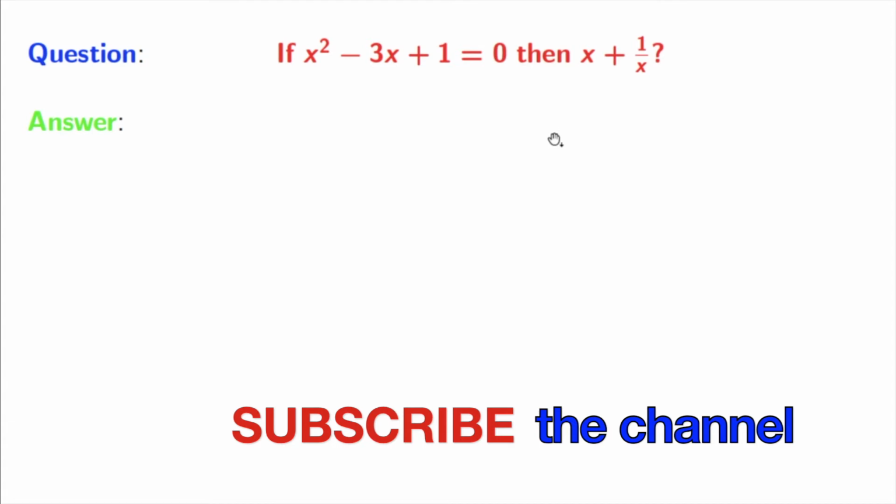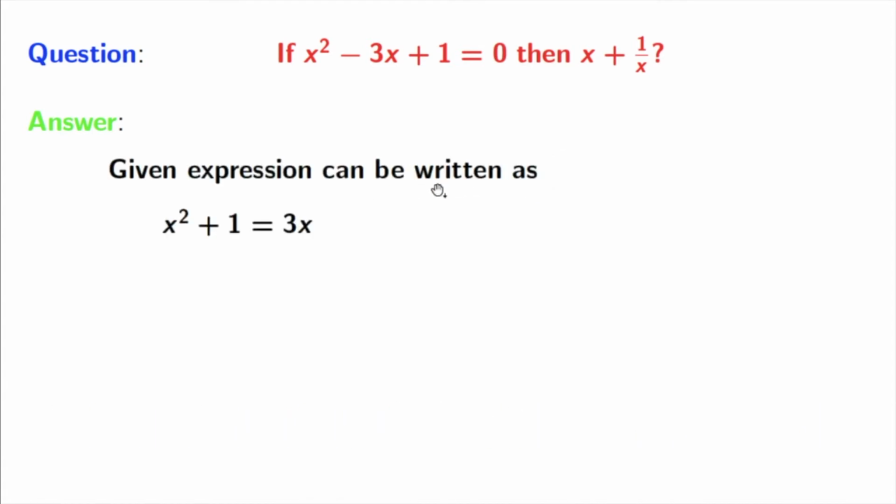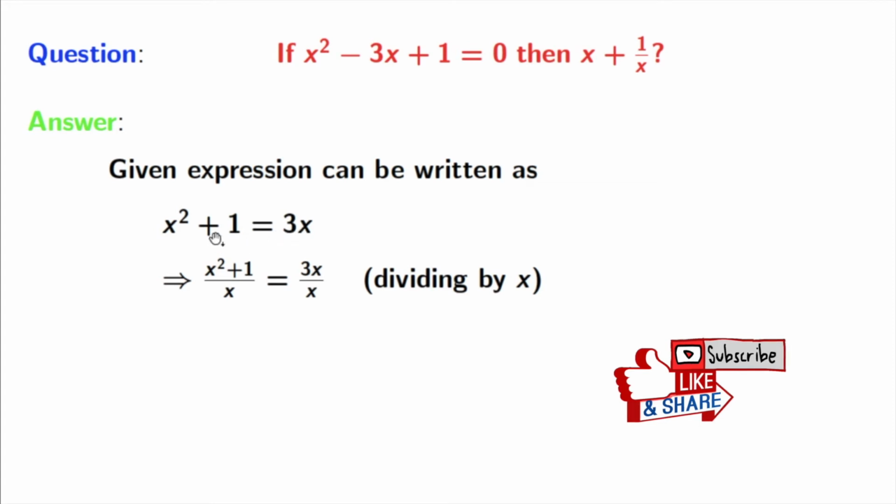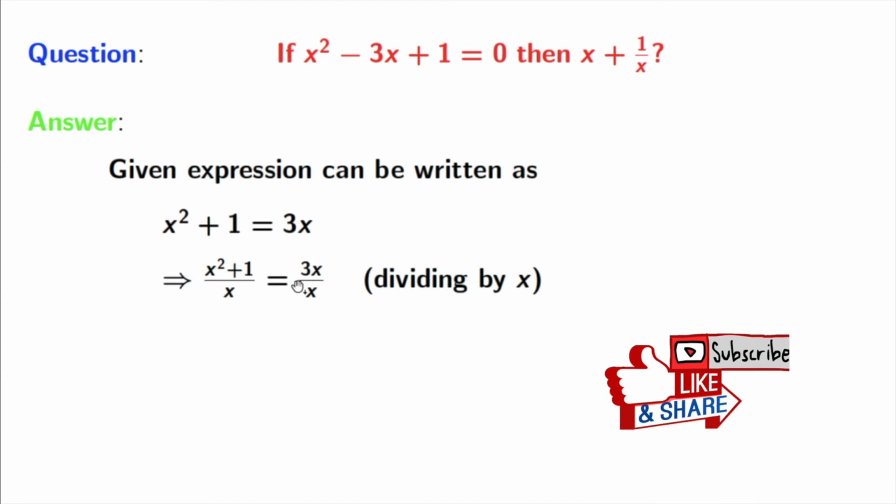So, let's start. Our given problem can be written as x square plus 1 is equal to 3x. Here we have taken minus 3x to the right hand side. Now we will divide both sides by x. So write it as x square plus 1 by x is equal to 3x by x.